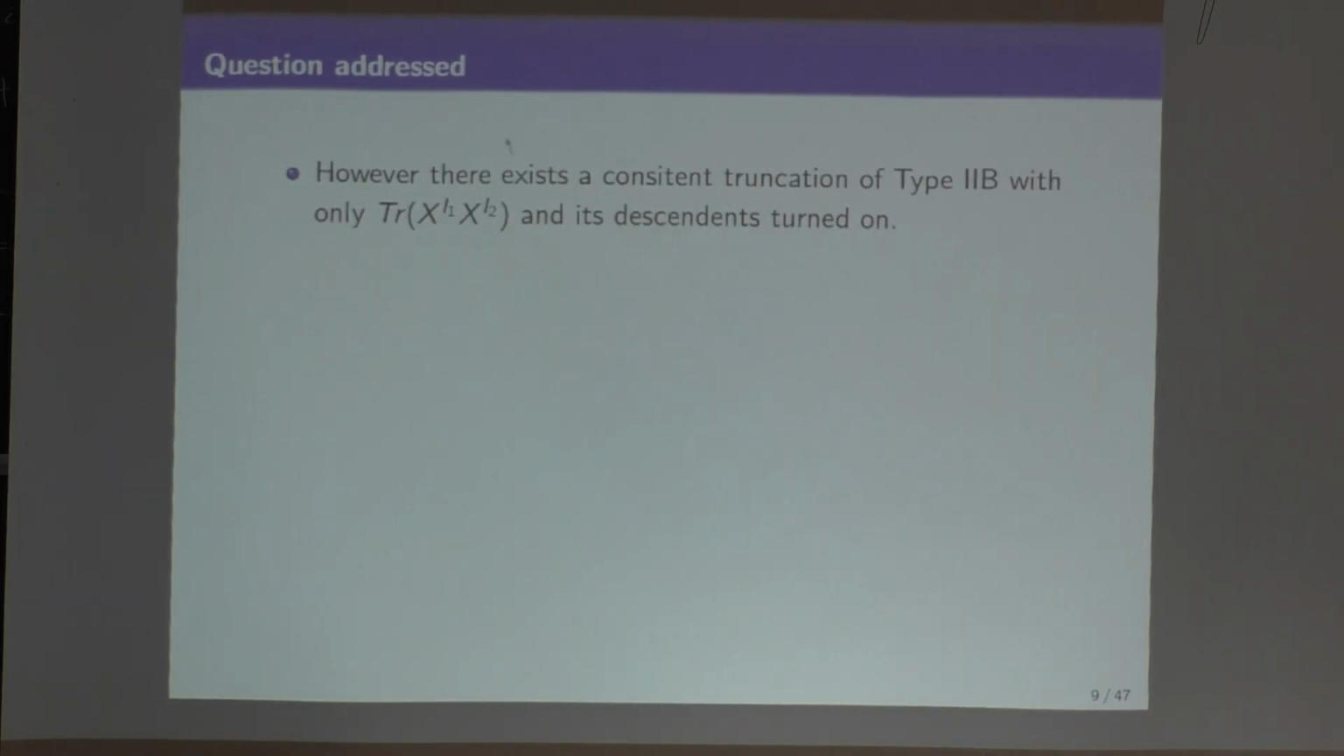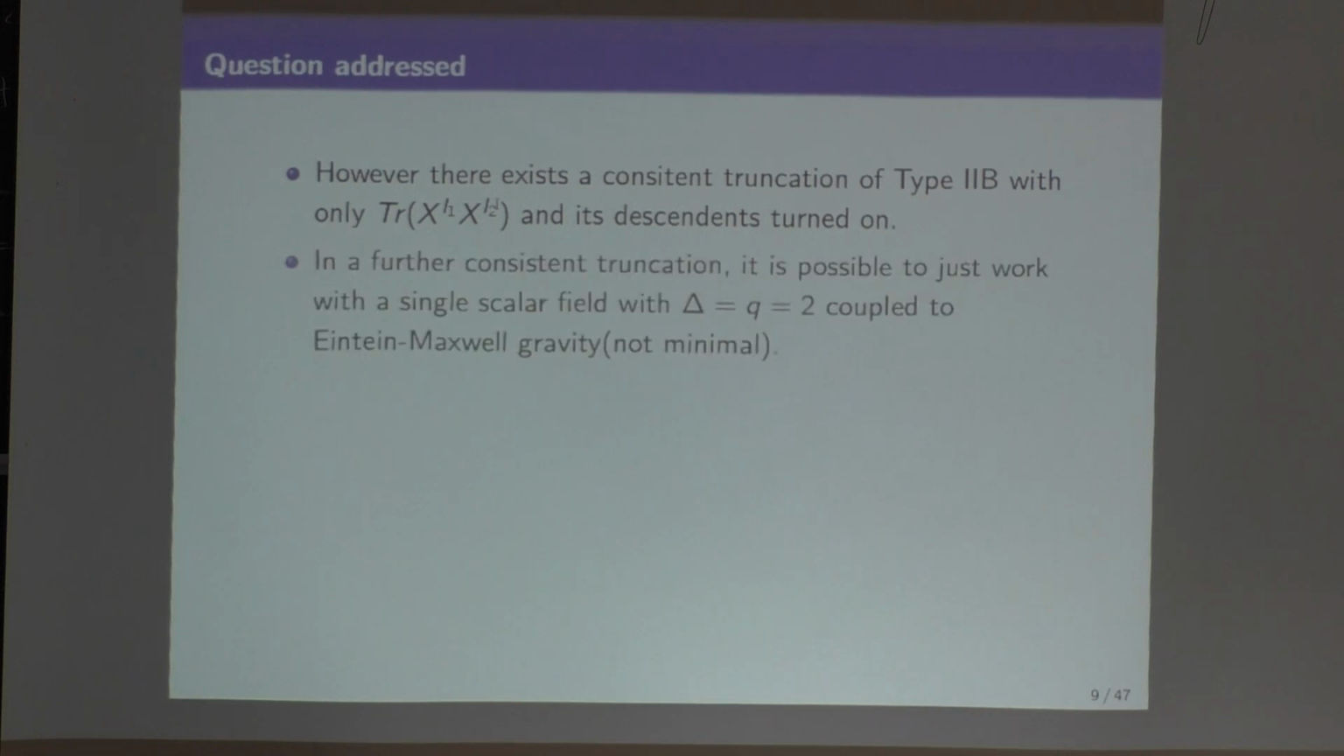However, classically there is a consistent truncation of type 2b supergravity, where you can basically turn off all the scalar fields which have more than 2 x's classically. In the classical equations of motion they always appear more than linearly, so you can consistently turn them off. These are like 21 scalars, but in a further truncation, you can truncate to just one scalar field whose dimension and charge both are 2.